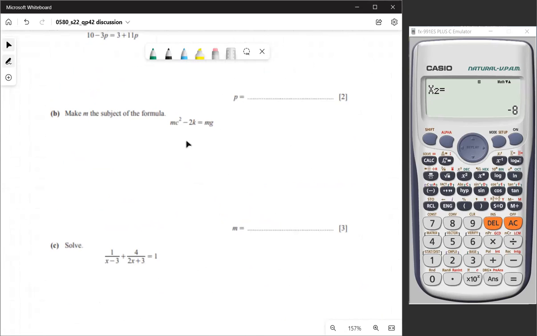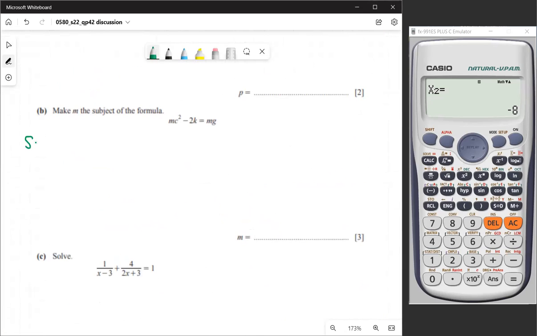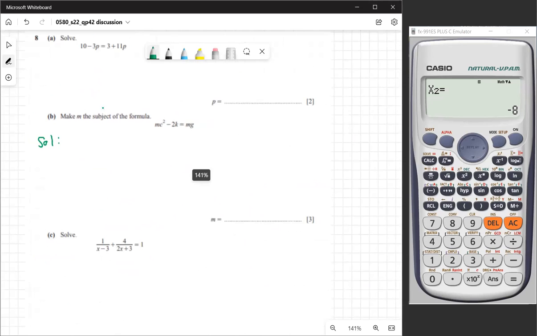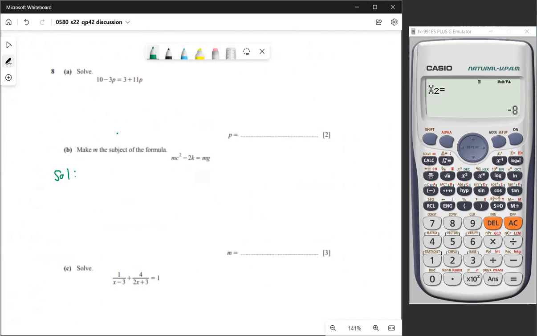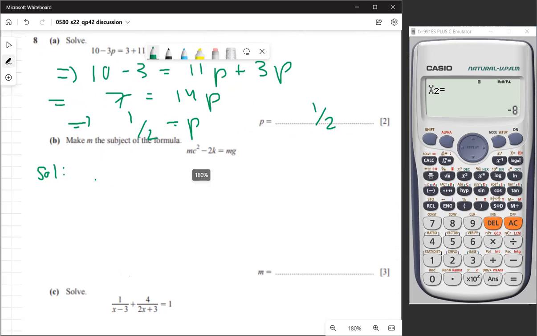Okay, fine. What if we use the calculator for part A? You won't get marks. This is easy. You have to show the steps. Take 3p to the other side. This will become 10 minus 3 is equal to 11p plus 3p, which is 7 is equal to 14p. Therefore p is equal to 7 by 14, which is 0.5. Okay. I'm just solving this quickly. Please ask me if you have any questions.